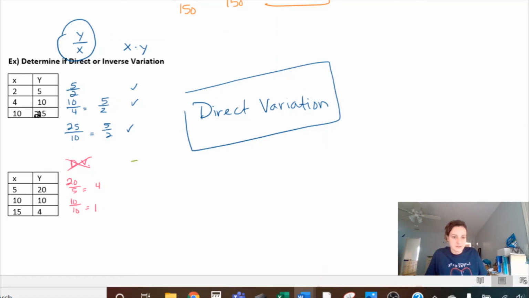Inverse variation says you take x times y. So 5 times 20 is 100. Okay? 10 times 10 is 100. 15 times, I messed it up. I'm sorry, this is supposed to be 25. There we go. 25 times 4 is 100. So if they all come up to the same value when you multiply here, that means that these values, when you graph them, are going to represent an inverse variation situation.